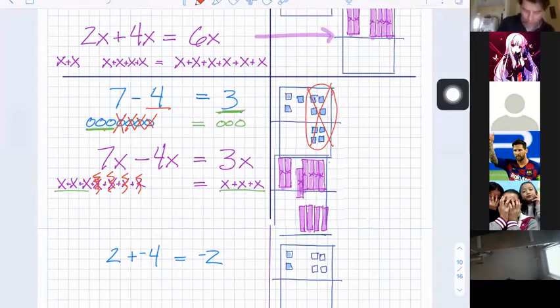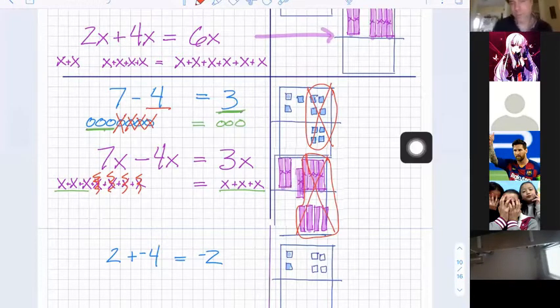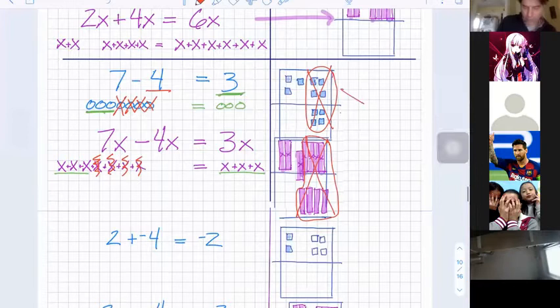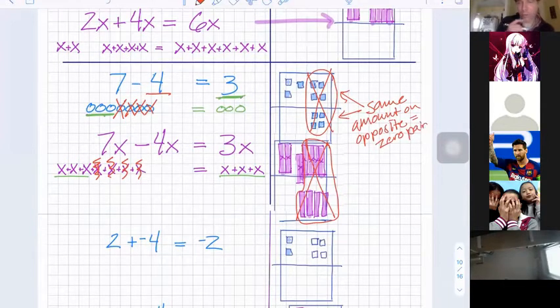There is my 4x on the top minus the 4x on the bottom, and what I'm left with are those 3 right there. So these are 0 pairs, right? Same amount on opposite sides equals 0. It makes a 0 pair, so it's like it's not there.